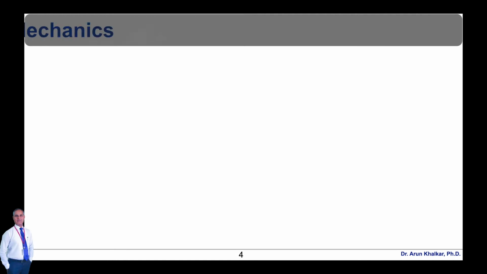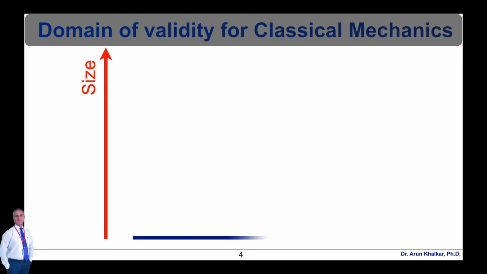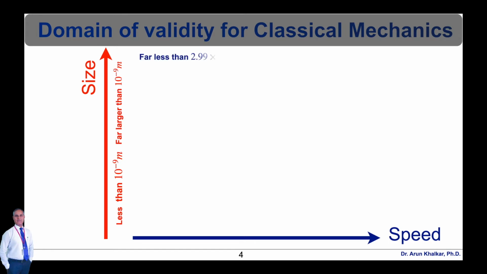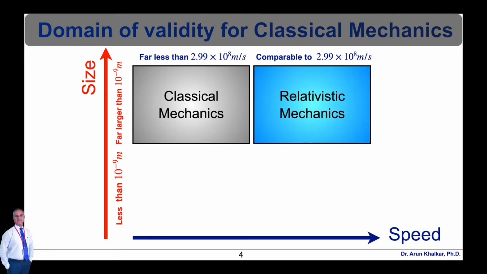Now let's see the domain of validity for classical mechanics. The domains of validity are shown in this figure, which are classical mechanics with size far larger than 10 raised to minus 9 of meter and with speed far less than 2.99 into 10 raised to 8 meter per second. Next one is relativistic mechanics with size far larger than 10 raised to minus 9 of meter and with speed comparable to 2.99 into 10 raised to 8 meter per second.